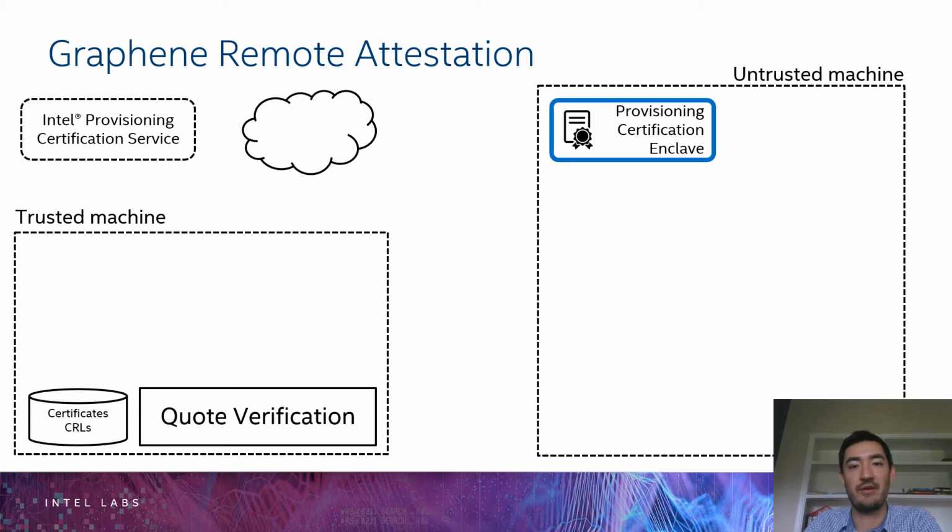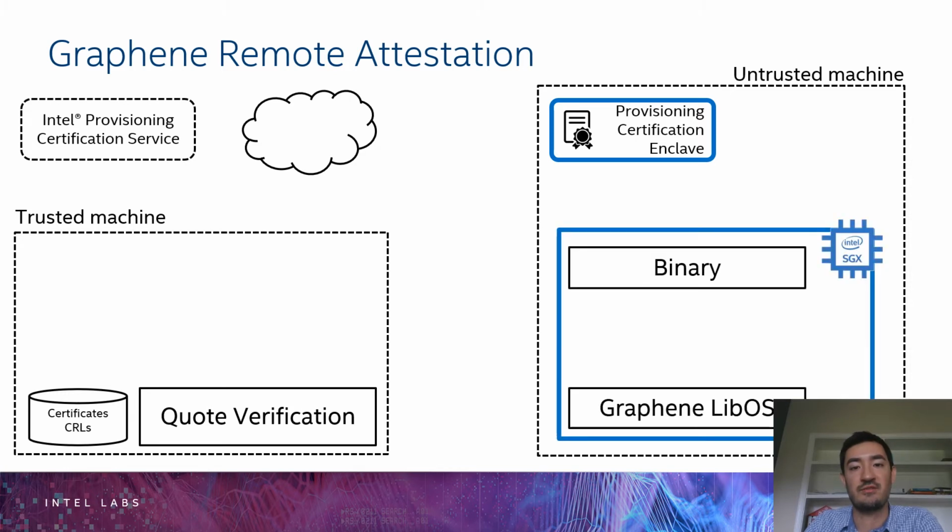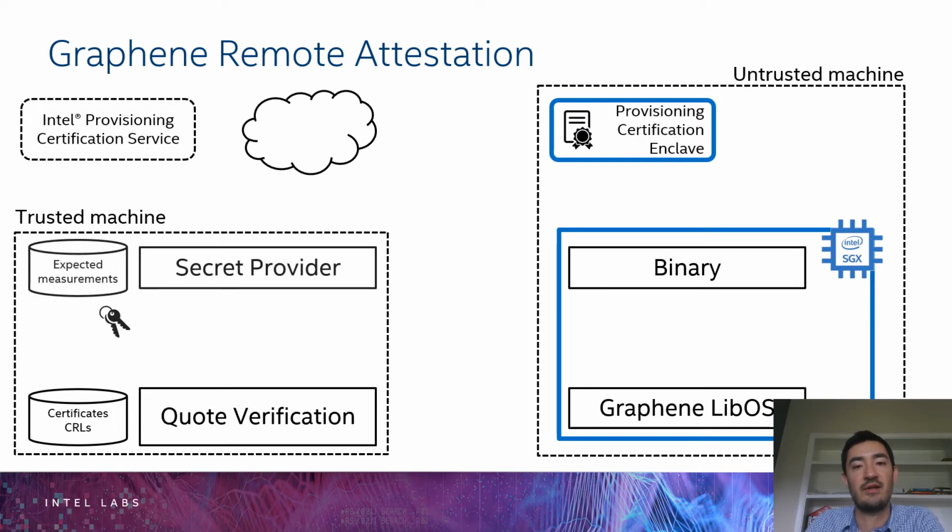Now the user ships the application binary and the Graphene runtime to the remote, untrusted machine. Note that no sensitive inputs are shipped to the remote machine just yet. So the remote machine starts Graphene, which starts the application binary inside of the SGX enclave. The user also starts a secret provider application on her own machine.